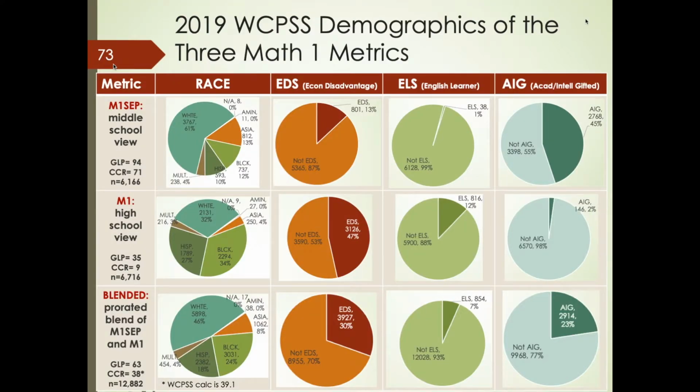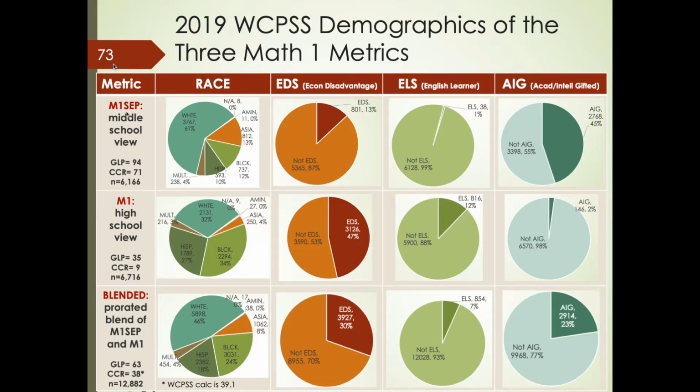So let me give an example of how that's going to work. Here are the three Math 1 metrics that we've talked quite a bit about: the M1 SEP, the M1, and then a blended prorated version of both of those together, and how each group did on these particular metrics. This is going to allow us to get a better understanding of the achievement gap at the different levels of the Math 1 EOC test. But I want you to see this now because I think you'll get a taste for how important it is to dig underneath the covers.